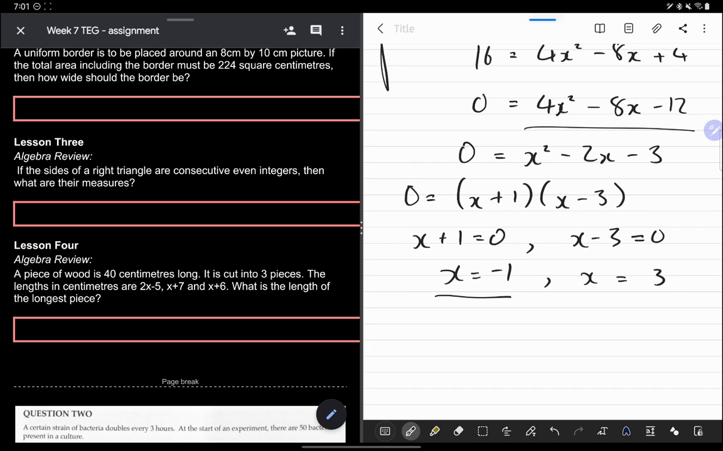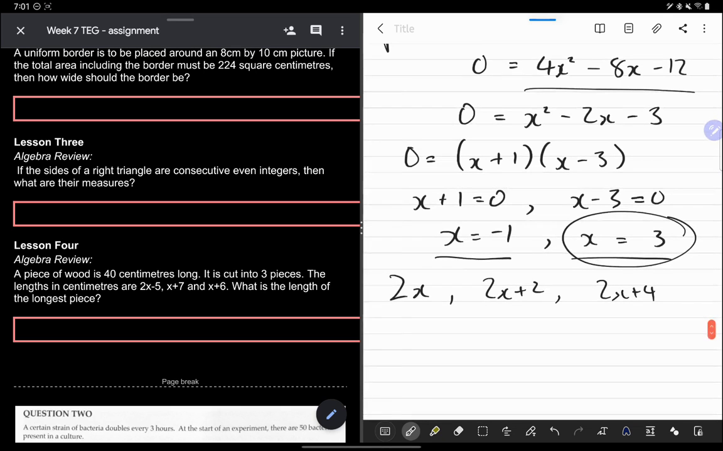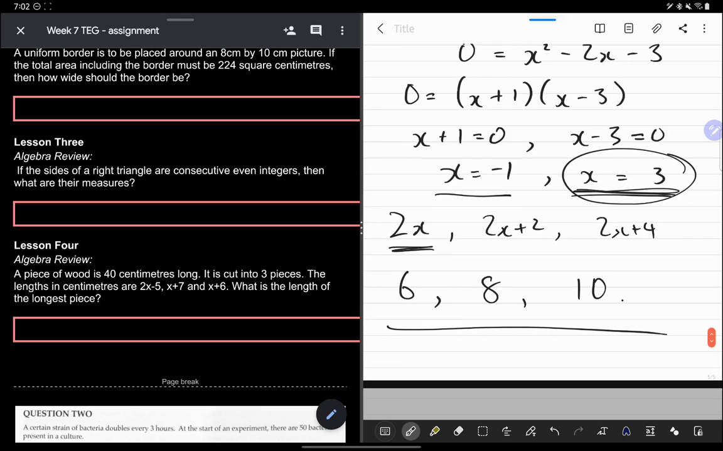Cool. Now, because we were saying that 2x, 2x plus 2 and 2x plus 4 were the lengths of the sides of a right angle triangle, of course we want a positive number. So the question being the three consecutive numbers, the numbers are 2x, being 2 times 3, because x is 3. It's 6, 8, 10. And that's it.